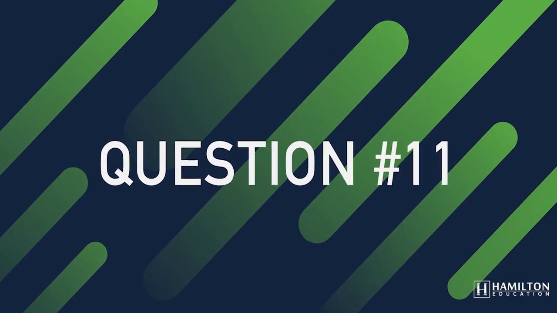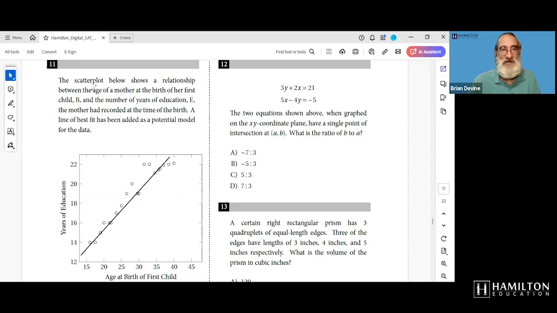Question 11. The scatter plot below shows a relationship between the age of a mother at the birth of her first child, B, and the number of years of education, E, the mother recorded at the time of the birth. A line of best fit has been added as a potential model for the data. Now, that being said, which of the following equations best corresponds to the line of best fit?